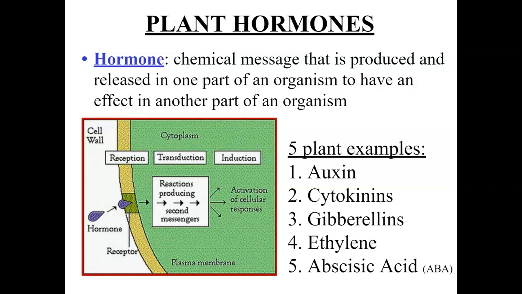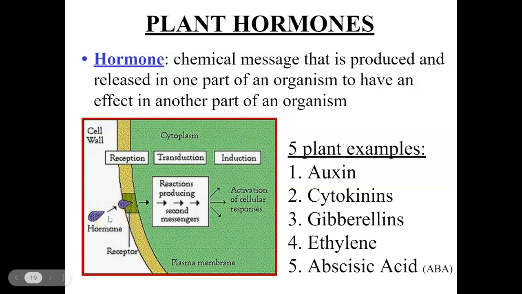Signal transduction pathways involve something like a hormone right here bonding to a receptor in the membrane, and notice it has the right shape. It's kind of like a lock and key. So this receptor protein in the membrane is ready to receive this chemical message from this hormone. The hormone itself does not come inside of the cell.